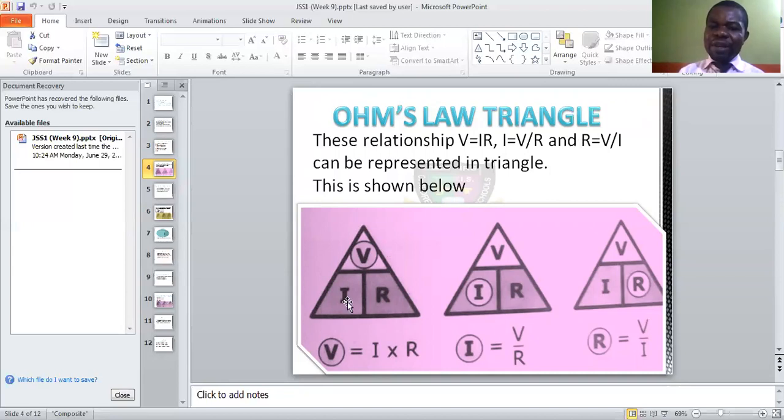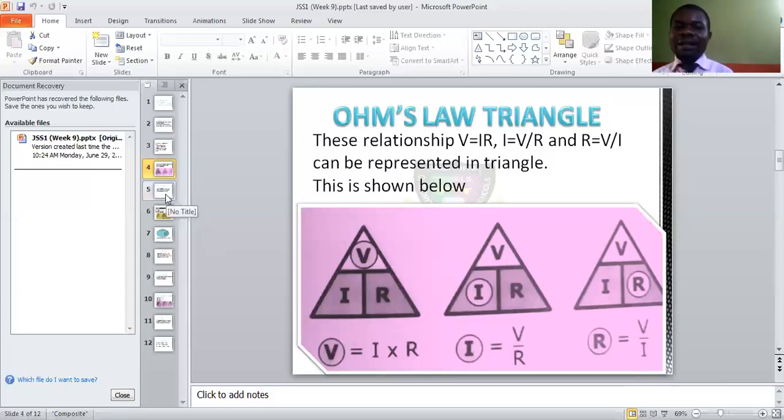If you have the triangle here, the V is always at the top. For V, I, and R, the V is always at the top. Then I and R are at the bottom. The one that is circled means the one you have to make the subject of the formula. In this case, V is circled, meaning we are looking for V. Remember, it is equal to I times R, that's IR. Here, we are looking for I. That means V divided by R will give you I. That is what you are saying here. Then for here, we are looking for R. That is V divided by I will give you R. This is what we mean by the triangle. Just to make it simple, so that you understand what we'll be talking about. That's why you have the triangles given to you.